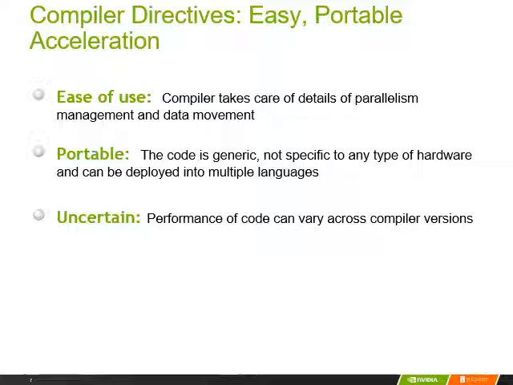The compiler directive approach provides an easy portable acceleration. The compiler directives tend to be very easy to use because the compiler takes care of the details of parallelism management and data movement. The code using compiler directives is very portable because the code is generic, not specific to any type of hardware, and can be deployed into multiple languages.